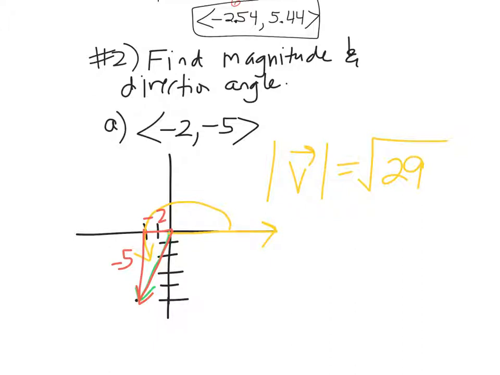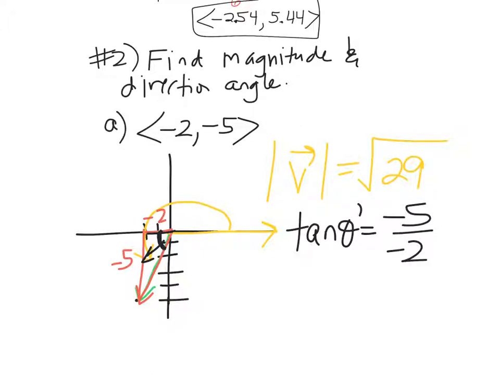And now we have to find the directional angle. Here's how you find the directional angle. You're going to find the reference angle that we talked about way back in chapter 4. I have opposite and adjacent. And what goes with opposite and adjacent in a right triangle? Tangent. Very good. So the tangent of theta prime, my reference angle, is opposite over adjacent. And then to find out what theta prime is, you want tan inverse of negative 5 over negative 2.